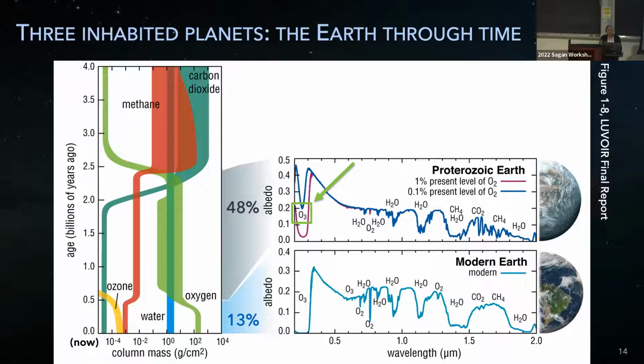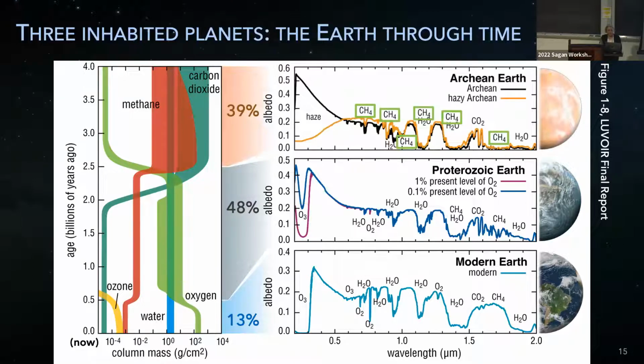So at these low oxygen levels, you need to observe ozone to show the presence of oxygen in the atmosphere. And fortunately, there is a strong O3 absorption band in the near UV there. So without the ability to measure ozone, one could easily identify the Proterozoic Earth as a habitable but uninhabited planet. That would be a false negative in the search for life.